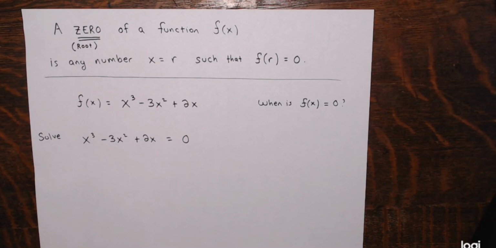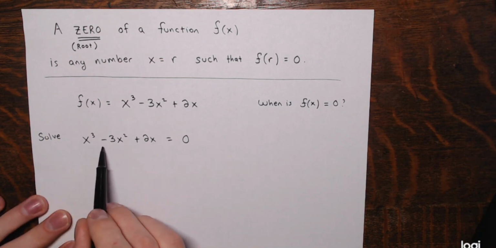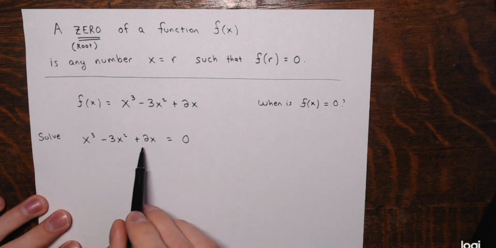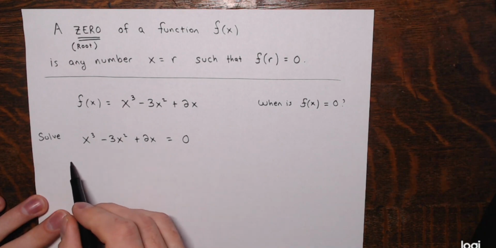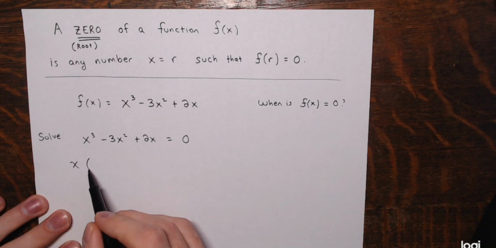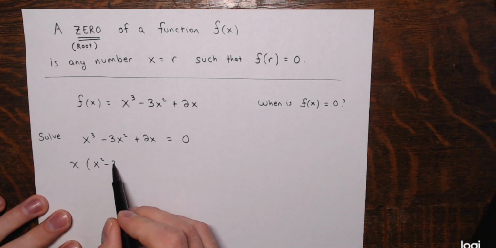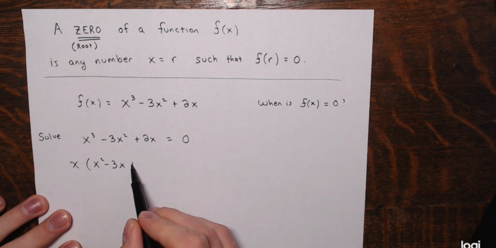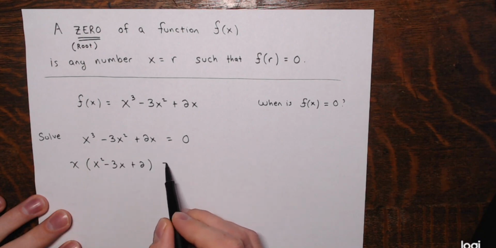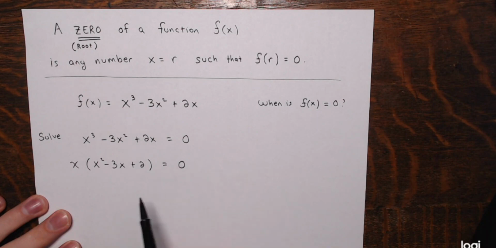And we're going to be solving by factoring. The objective says use factoring to find zeros. And I'm assuming you remember how to factor polynomials. So if you look at these three terms here, they all have a common factor of x. So I'll factor x out. And then what will be left over would be x squared minus 3x plus 2. And we still have this product equal to 0.